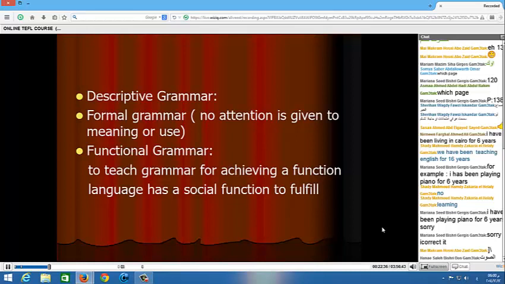To teach it in order to help people use the language for real communication. To use grammar in order to make sure that whatever sentences we produce in the language must be according to the grammatical rules of that language. So two main types of grammar: descriptive grammar or formal grammar, no difference, and functional grammar.